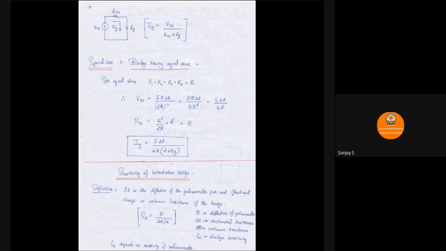So a small change in the galvanometer deflection for a small change in resistance is nothing but sensitivity of Wheatstone bridge. And this bridge sensitivity depends upon sensitivity of the instrument galvanometer itself.